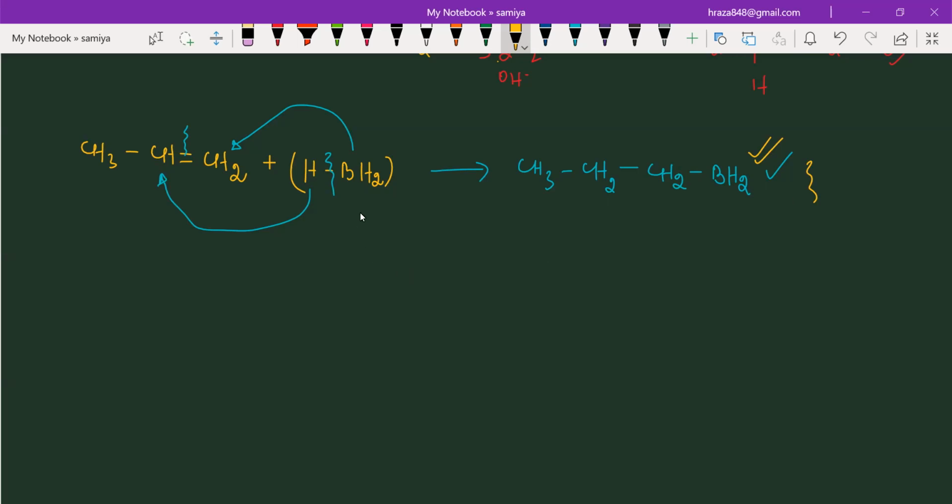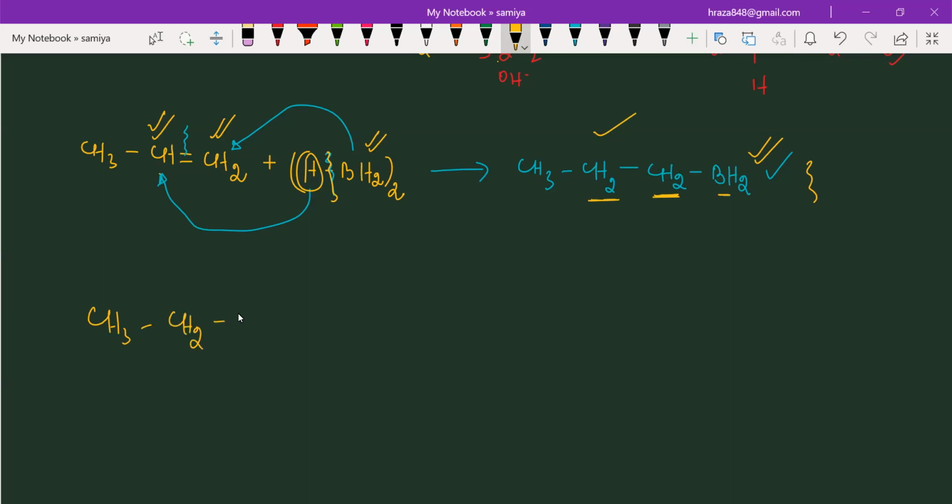See what happens. This is HBH2 whole twice. This bond will be broken, and H will go to that carbon which has lesser number of hydrogen, and BH2 will go to that carbon which has greater number of hydrogen. Is that clear? So H will come to this CH, this will be CH2, and this is CH2BH2. Is that clear, or should I explain it again from starting? Now clear. Very good. Now you can see this product.